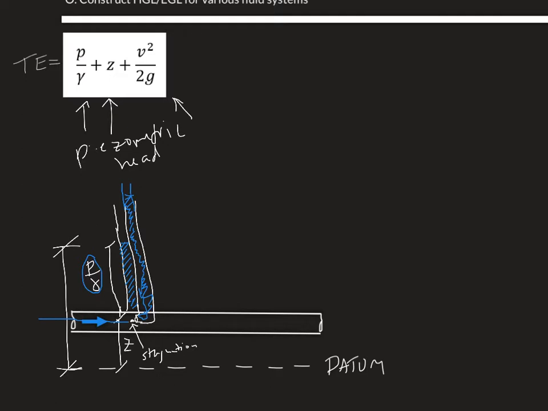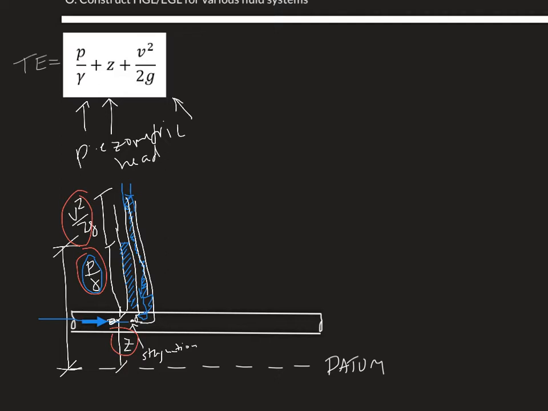Okay, thank you. So from here down there, which is V squared on 2g. And that velocity right there is not the velocity in the tube, obviously, because it's not flowing there. That velocity represents the velocity in the free stream down here. Okay, so if we take these three terms, 1, 2, 3, and they're all stacked up on top of each other, right through here, this would be the total energy of the system, TE.